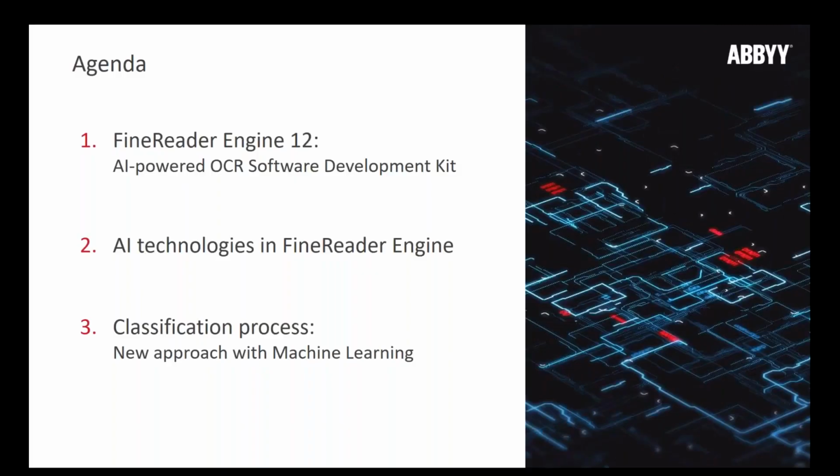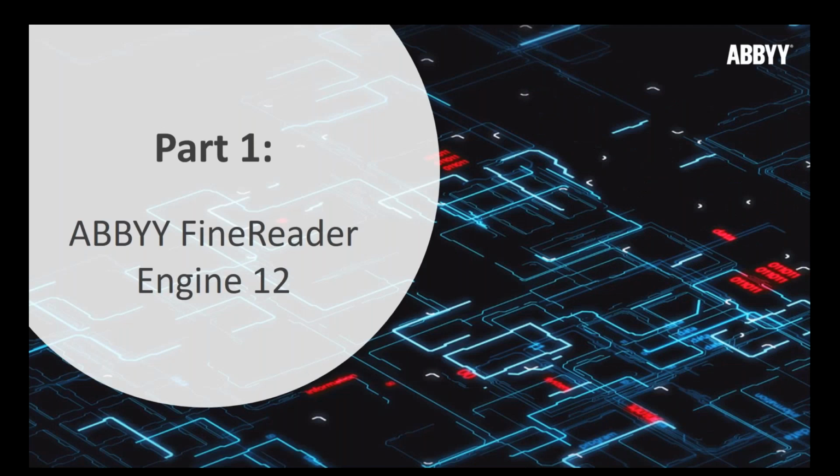This is today's agenda. As I already mentioned, we will talk a little bit about FineReader Engine 12, which in version 12 has been on the market since May last year, so almost a year. We will talk about the artificial intelligence technologies and how they are implemented in ABBYY FineReader Engine. And the major focus is the usage of machine learning and artificial intelligence technologies in the classification process. And yes, let's start.